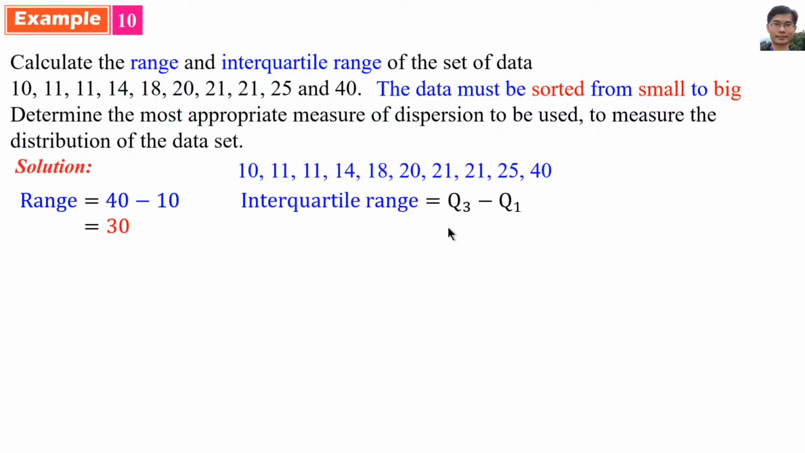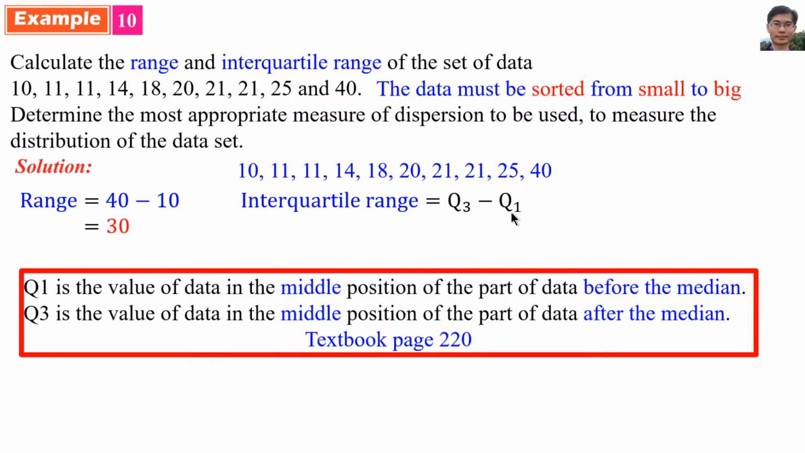Interquartile range is equal to the third quartile minus the first quartile. So the first quartile is the value of the data in the middle position of the part of the data before the median, and the third quartile is after the median. I refer to textbook page 220.